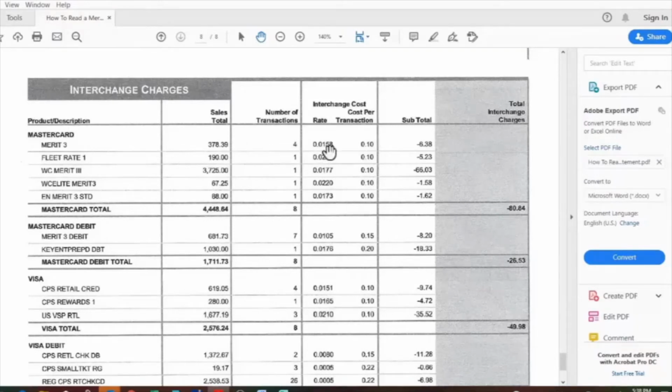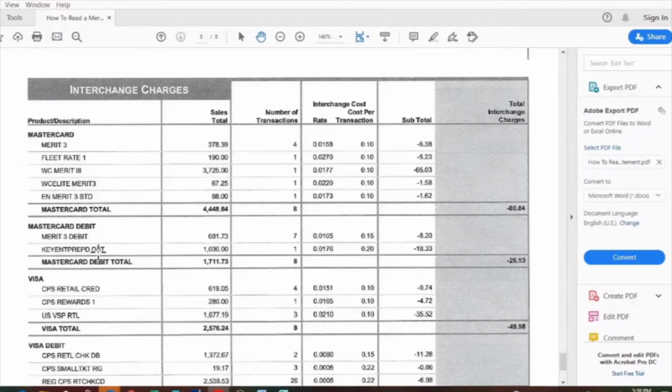There's a fleet card. Apparently some trucker came through with a fleet card. That is being charged 2.7% and 10 cents. So you can see the various different categories. This is an enhanced Merit 3 standard. That's a corporate card.